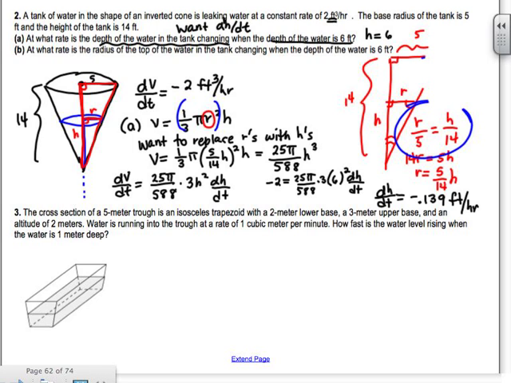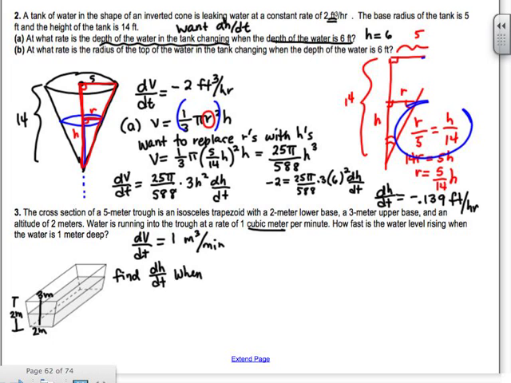Okay. So let's go and look at the trapezoid one. So this is probably the hardest example that you'd have on one of your quizzes. All right, so the cross-section of a 5-meter trough is an isosceles trapezoid with a 2-meter lower base and a 3-meter upper base and an altitude of 2 meters. So right through there, so perpendicular is 2 meters. Water is running into the trough at a rate of 1 cubic meter per minute. So when you see cubic meter, that's your volume. So dV over dt is 1 cubic meter per minute.